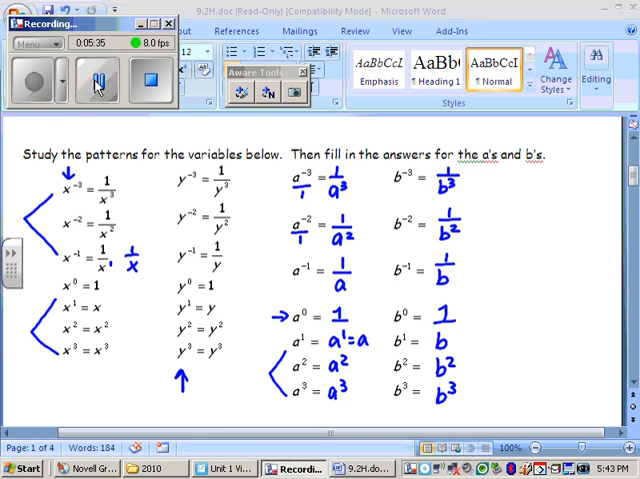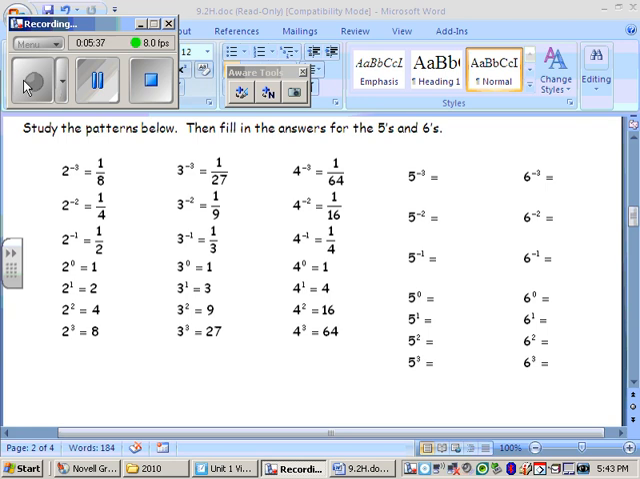Let's take a look at some additional examples. Here, we have numbers instead of letters for our bases, but the process is the same. The only difference is once we take the reciprocal of the expressions with the negative exponent, we then need to simplify our answer. So if you look at the 2's, 2 to the negative third, if you take its reciprocal, is 1 over 2 cubed.